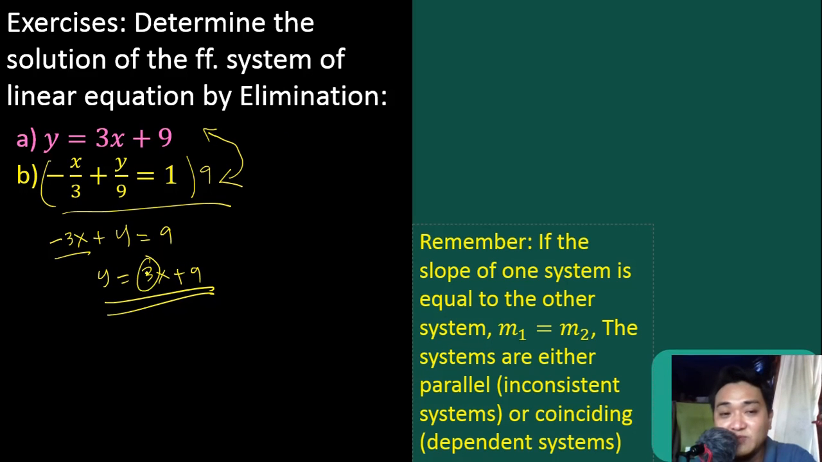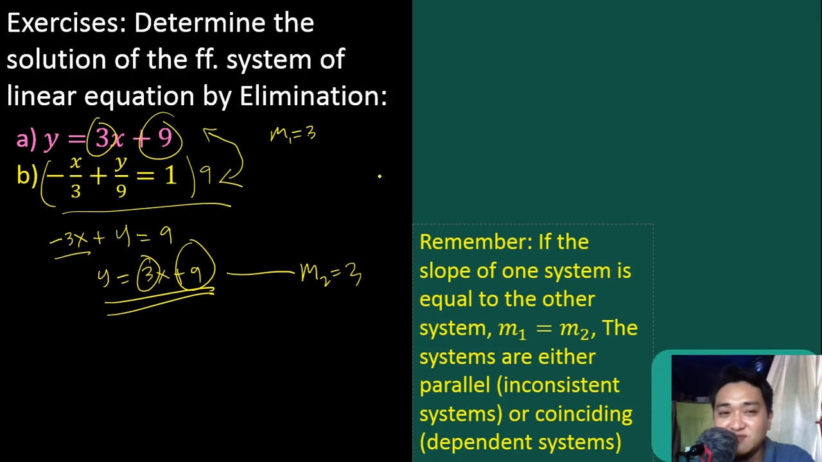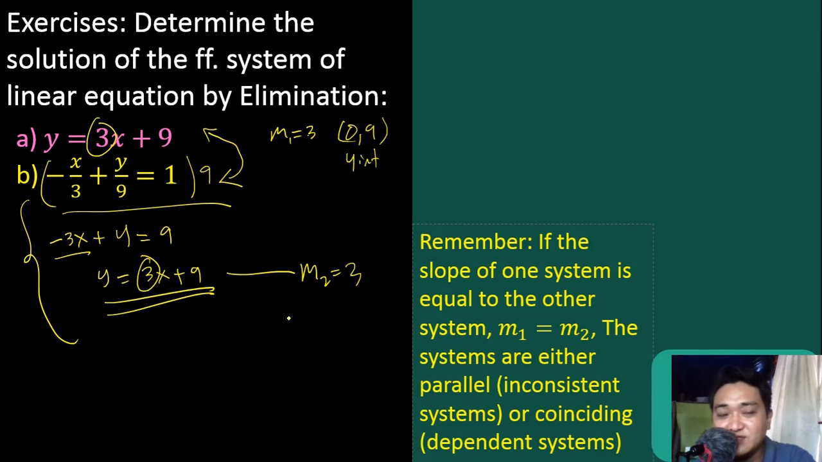So, kung mapapansin nyo po, pareho lang sila ng slope. Ano po? Slope here is 3. The slope for this, m sub 2, is also 3. At pareho din sila ng vertical shift, or pareho sila ng y-intercept, which is 9 or (0, 9). Ito rin yung y-intercept niya after solving, di ba? After solving, we were able to discover that the y-intercept for the second linear equation is also (0, 9).